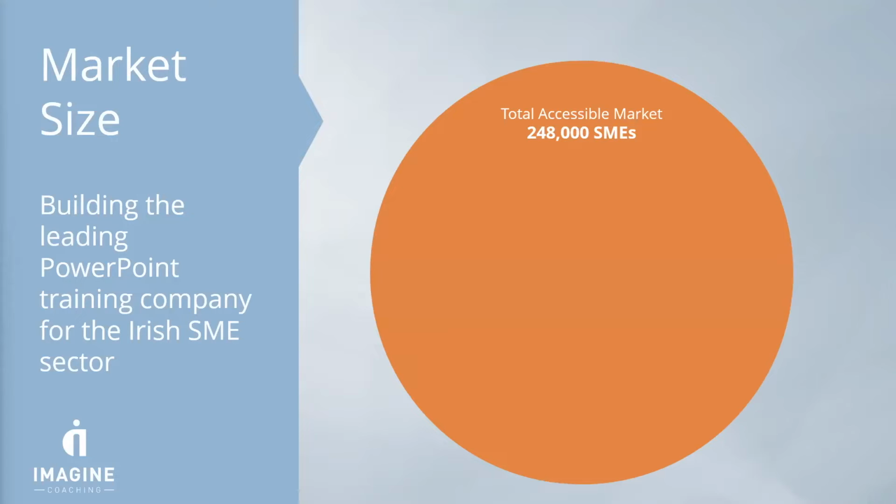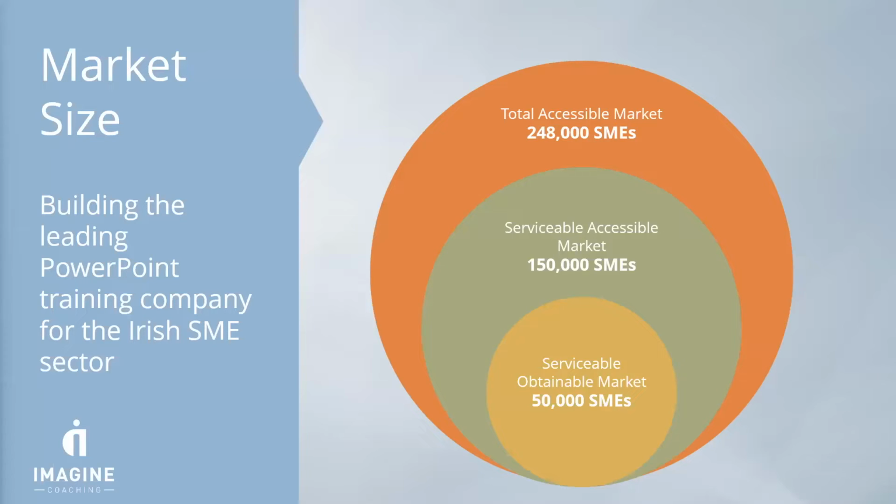Okay. And the total accessible market is the total available market. So that's the number of SMEs who are my target market. The next one there is the serviceable accessible market. That is the segment of the total addressable market targeted by your products or services. So who is it that you're trying to reach? And the next one then is the serviceable obtainable market. So what portion of the market can you actually capture?